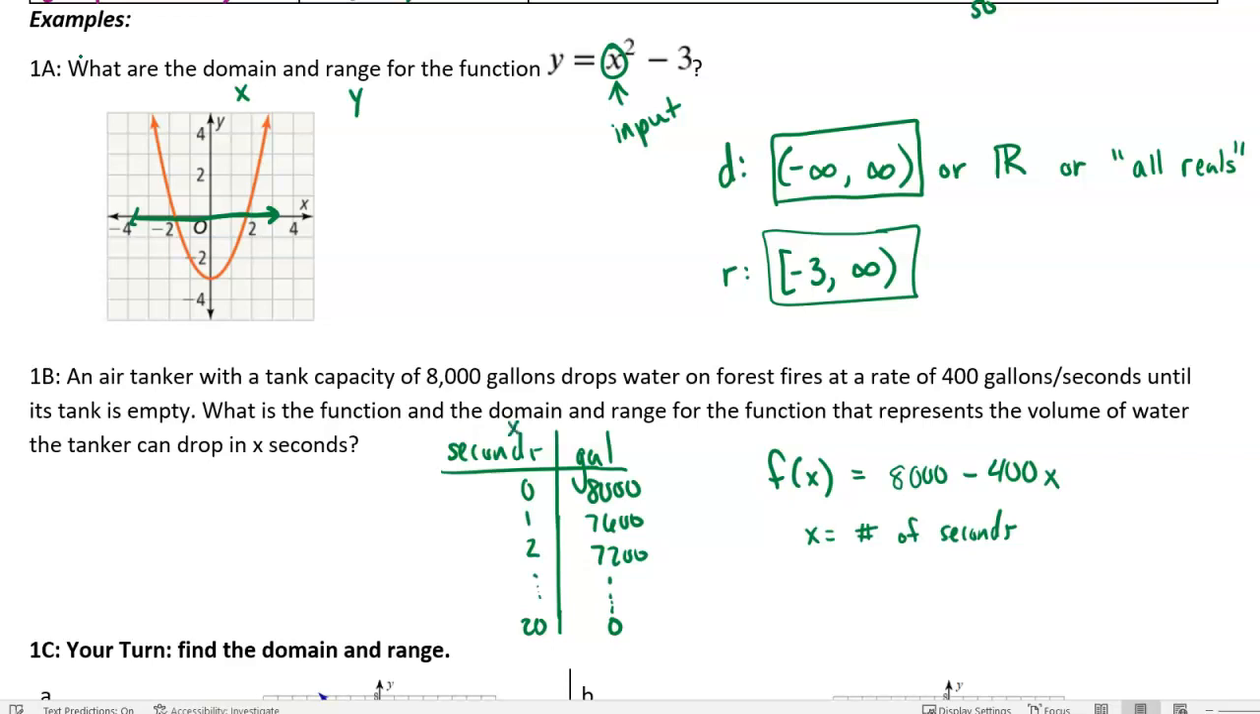So now let's figure out what the domain and range would be. Now remember, our domain is our input. So our domain starts at 0 seconds, and it's going to stop releasing water because it's going to run out of water after 20 seconds. It doesn't go on infinitely. So it goes from 0 to 20.